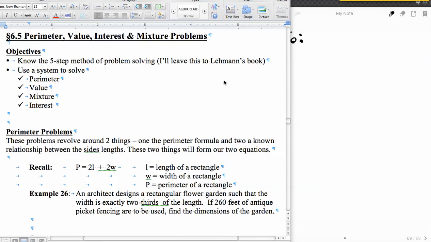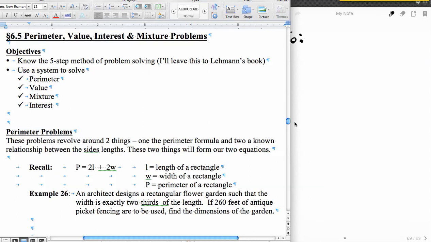The five-step method means you read a problem and write down the information, that's the thinking about the problem part, and decide how to put it together mathematically. Then you write an equation, solve it, and give an answer using units. So I'll let you go over that in the book. And we're going to use a system of equations to solve perimeter problems, value problems, mixture problems, and interest problems.